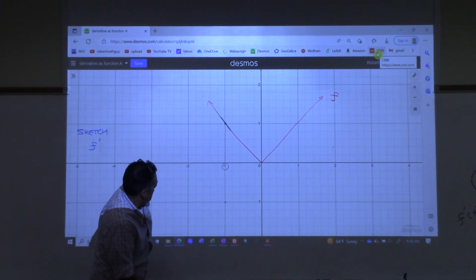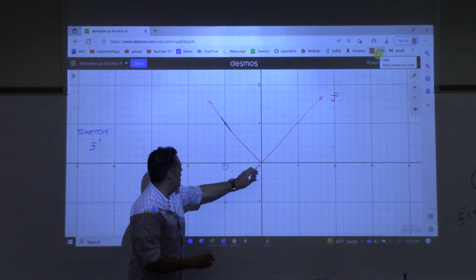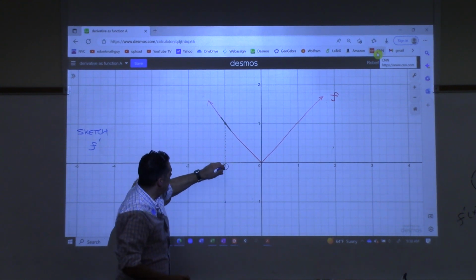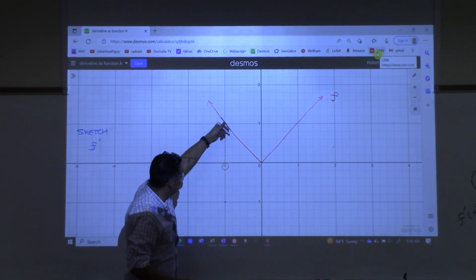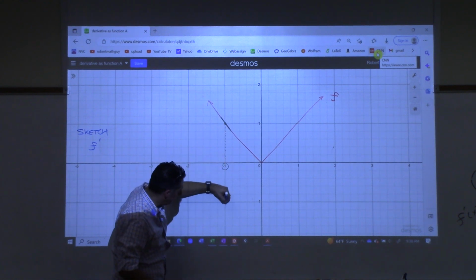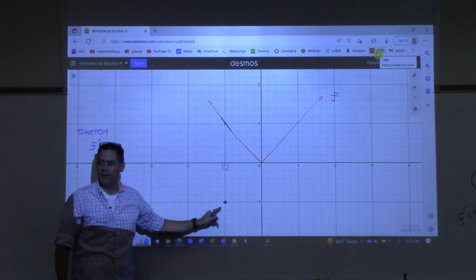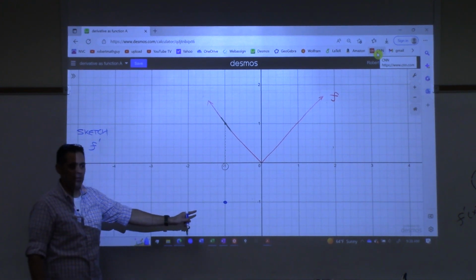Okay. So the y value, at negative 1, the slope of that is negative 1, so I should go down and plot a point down here at negative 1. That's part of my derivative. That's part of what the derivative looks like.